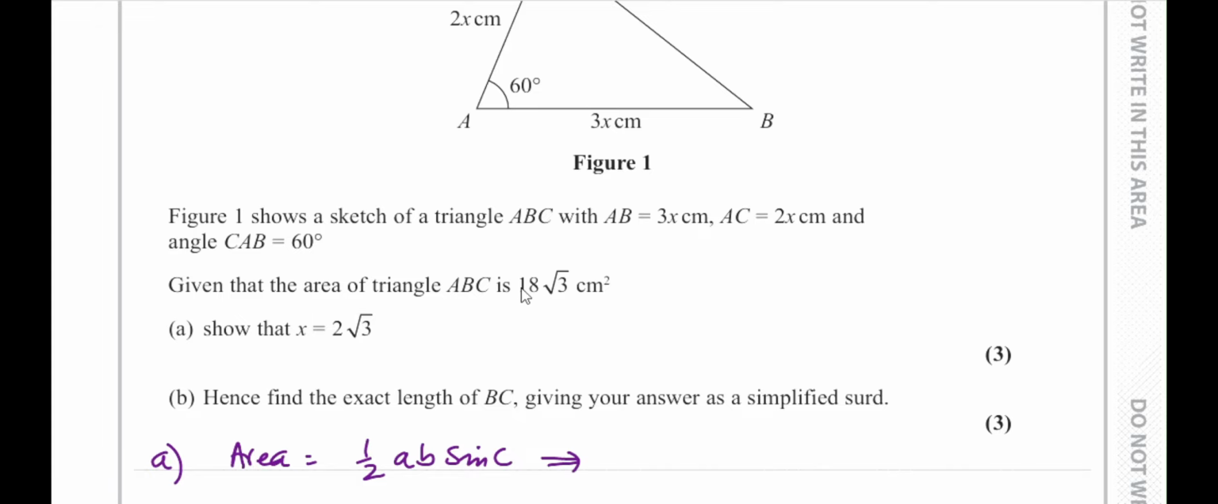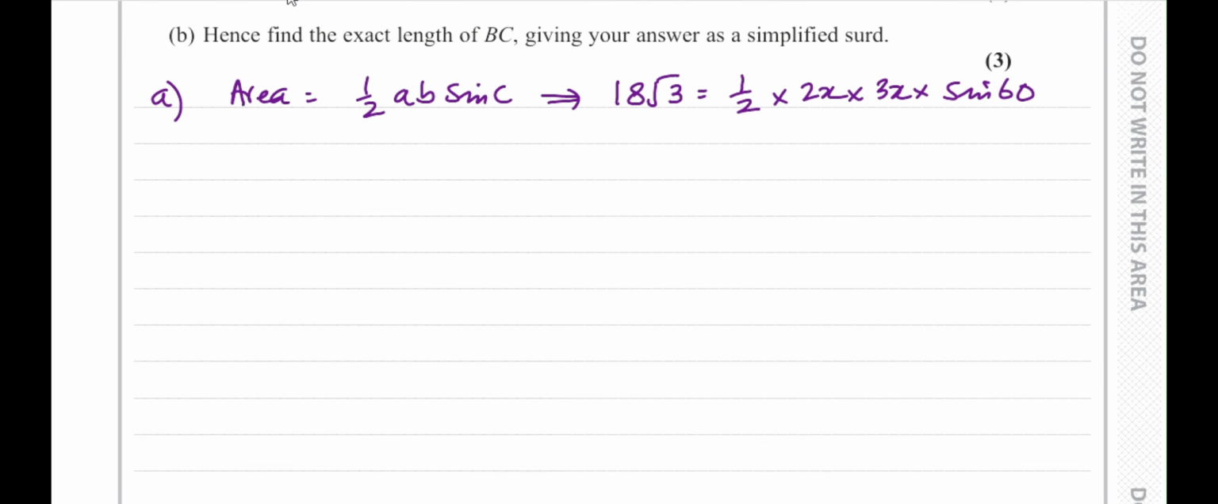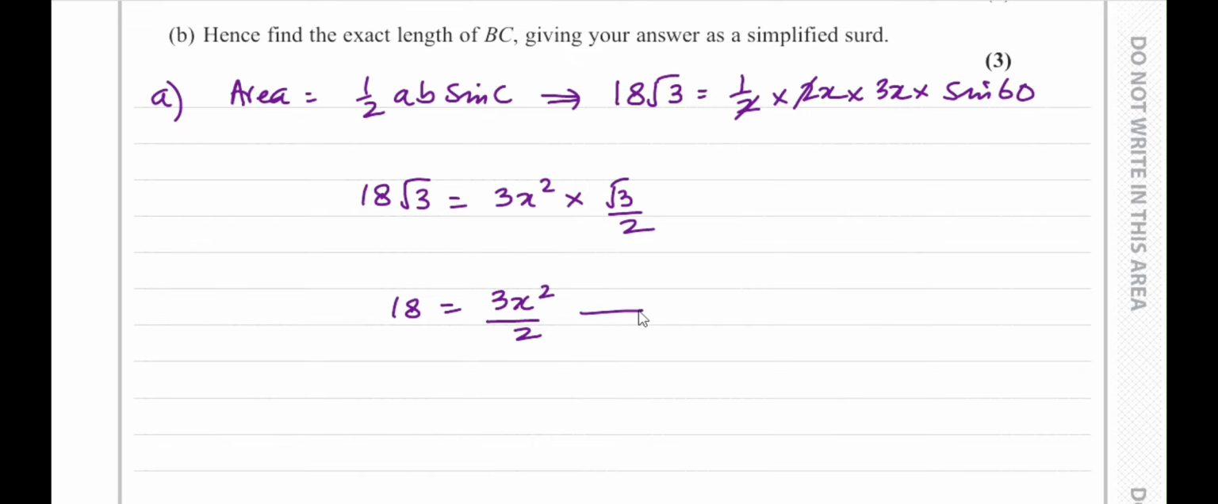So this can be rewritten here using the area given as 18 square root of 3 equals half times 2x times 3x times sine of angle 60. That is 18 root 3 equals, this 2 and this 2 cancel, so 3x squared times sine 60, which is root 3 over 2. Cancelling root 3 from both sides, we have 18 equals 3x squared over 2, leading to 36 is equal to 3x squared.